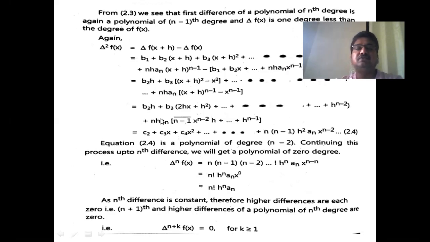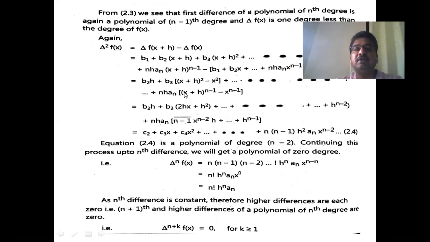Okay, so what do we have? The next step: b2h as it is plus b3, and the simplification of this bracket is what? x plus h bracket square is x square, and this minus x square becomes 0. Then we have twice hx plus h square. In this way, the simplification of this bracket, plus so on. Ignore this h raised to n minus 2.